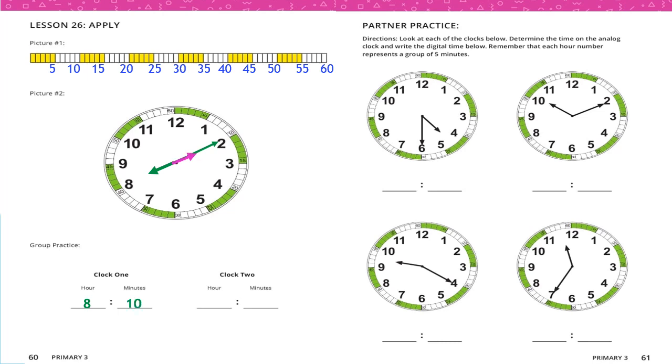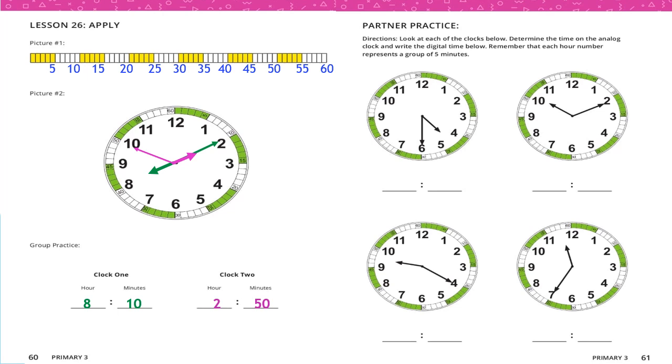Another example, if the short hand is referring to 2, will we write 2 or 10? 2, because the short hand is reading the exact number. So we will write here in hours 2. And the long hand is referring to 10. So the long hand will read 10 groups of 5, which is 10 times 5 equals 50.